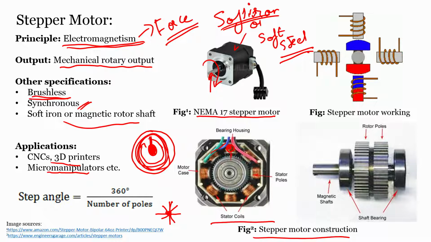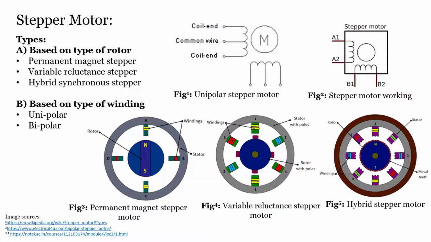Now before going further, I will go to the next slide, where I will show you different types of stepper motors, okay. So there are different types of stepper motor, and we classify them based on the type of the rotor. Based on the type of the rotor, we can classify them as permanent magnet stepper motor, variable reluctance stepper, and hybrid synchronous stepper. So what you can see here is, this is the permanent magnet stepper motor.